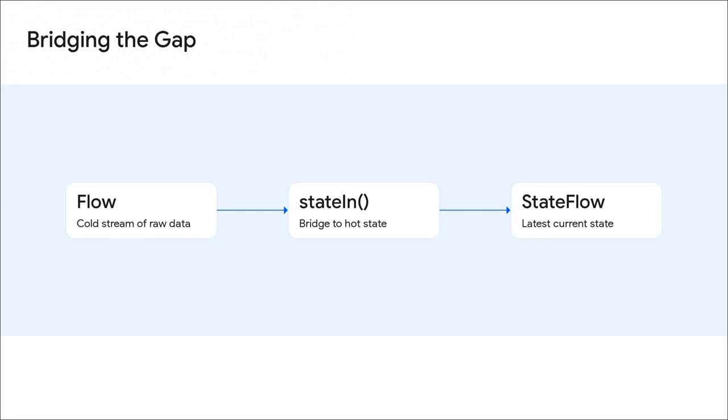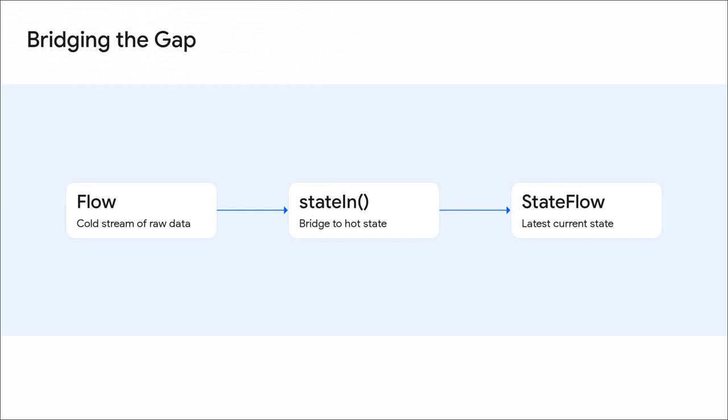Then we have SharingStarted, which dictates exactly when the upstream flow should actually start being collected. You've got 3 main strategies here. Eagerly means it starts immediately the moment it's created. Lazily means it waits patiently for the very first subscriber. And while subscribed means it only collects while there are active observers and stops as soon as they're gone.